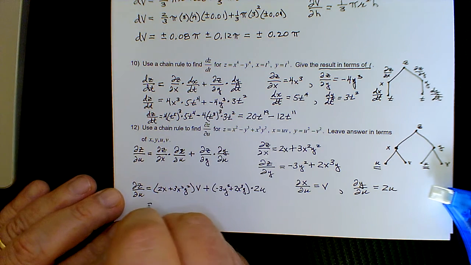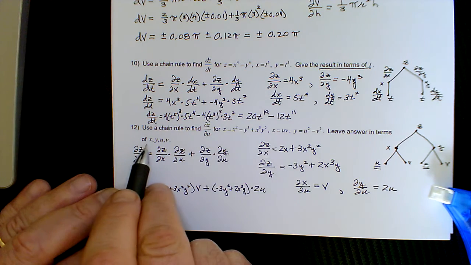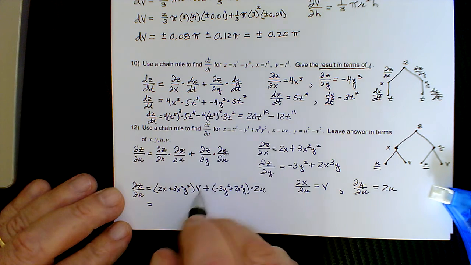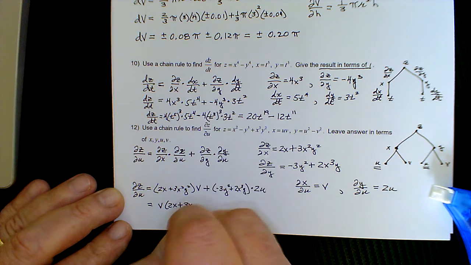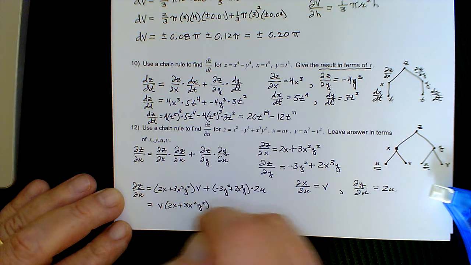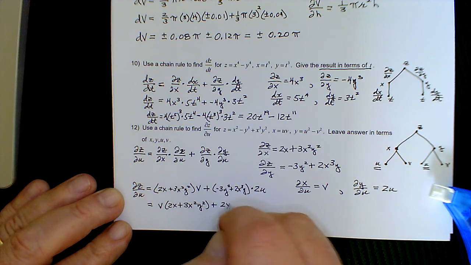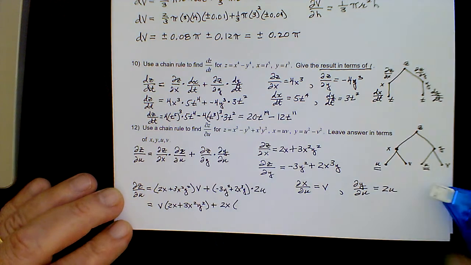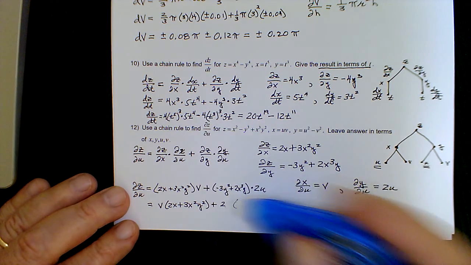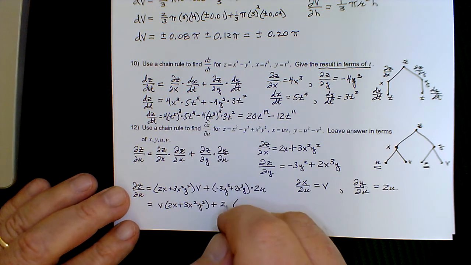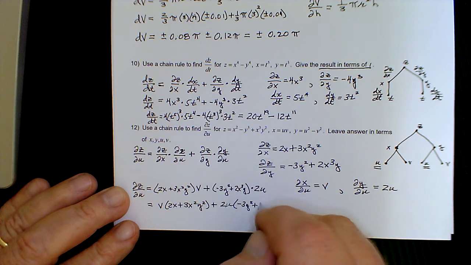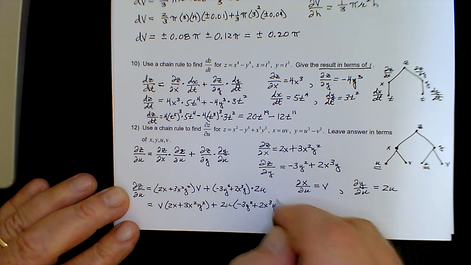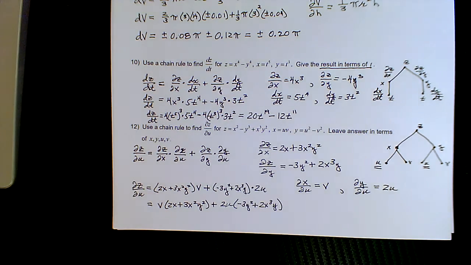I mean, if you want to distribute the v, because it did say you could leave your answer in terms of x, y, u, and v. If you want to distribute the v, or maybe just rewrite it as v times this, either order is okay, and then maybe bring the 2x out in front, or the 2u, excuse me, out in front of that quantity. But pretty much either answer I'm going to accept.